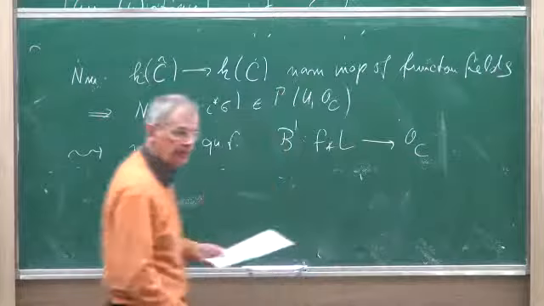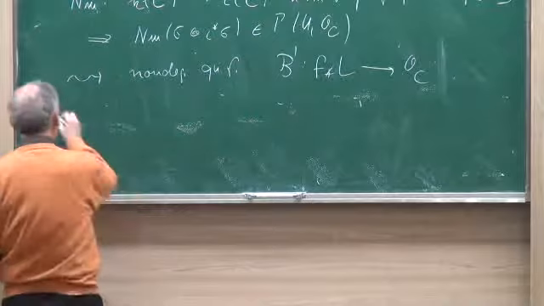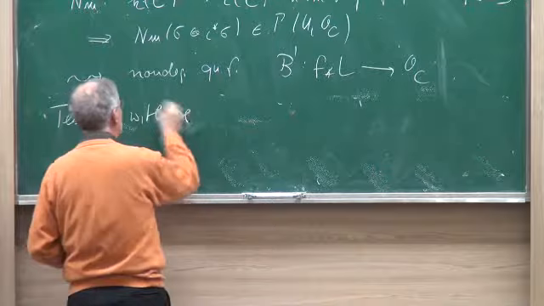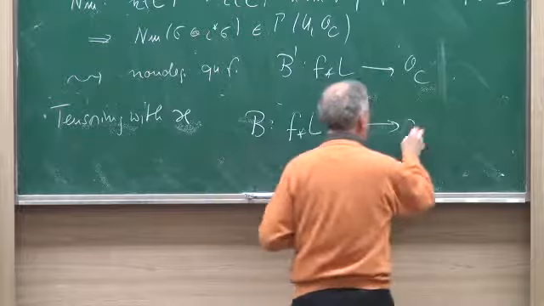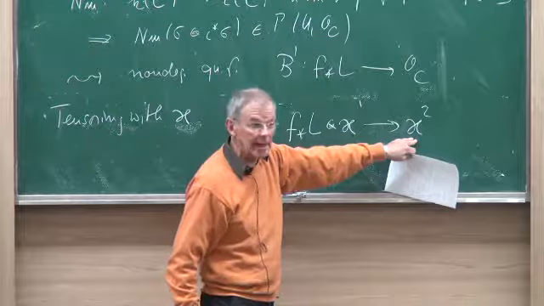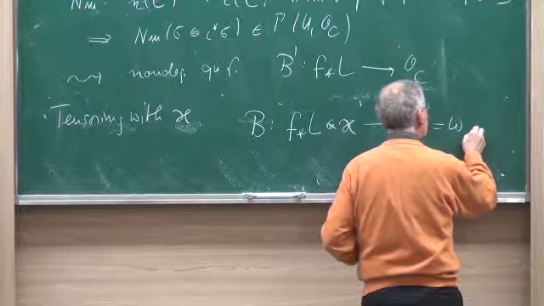Okay? So we tensor this with kappa. Tensoring with kappa gives a quadratic form B of F lower star L tensor kappa into kappa squared. Because it's a quadratic form, if you tensor by kappa, you get kappa squared here. But kappa squared was omega C. Okay?